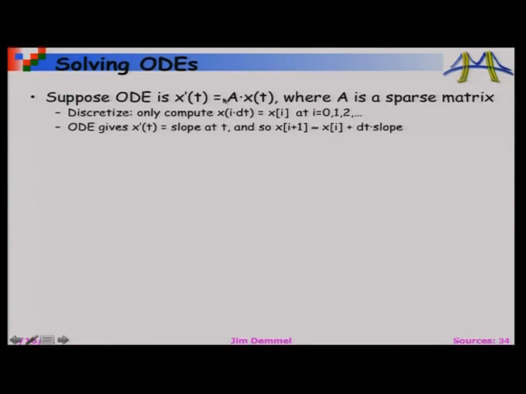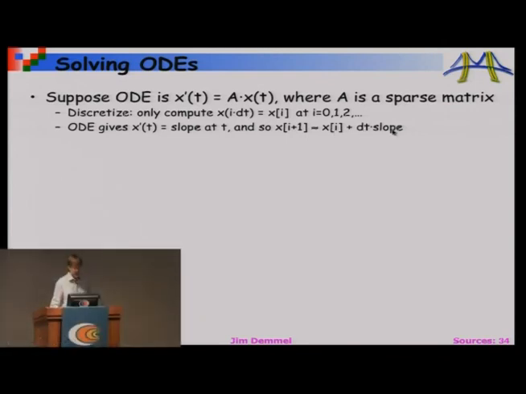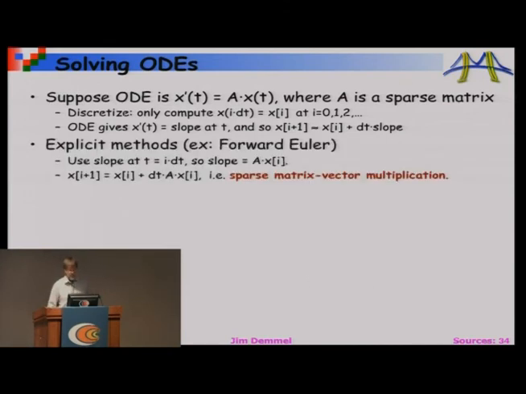And so what does my differential equation tell me? It basically tells me the slope of the curve, so A times x is the slope of the curve. To get the value of the solution at step i plus 1, I take the value at i and add the time step times the slope. So the question is, where do I evaluate the slope? You get two different parallelization schemes depending on that. There are explicit methods and there are implicit methods.